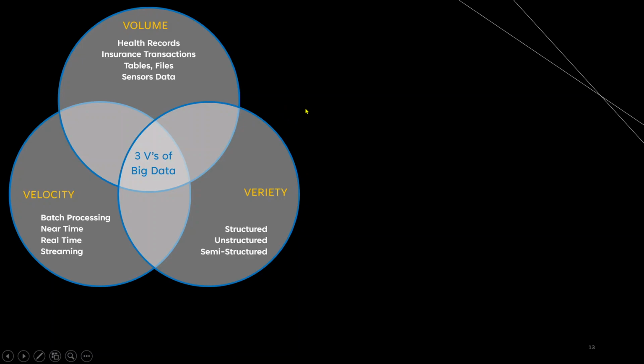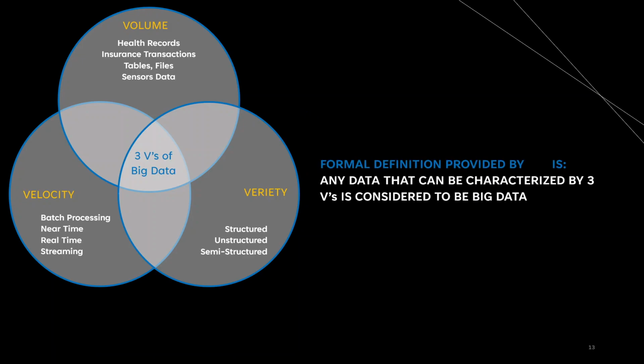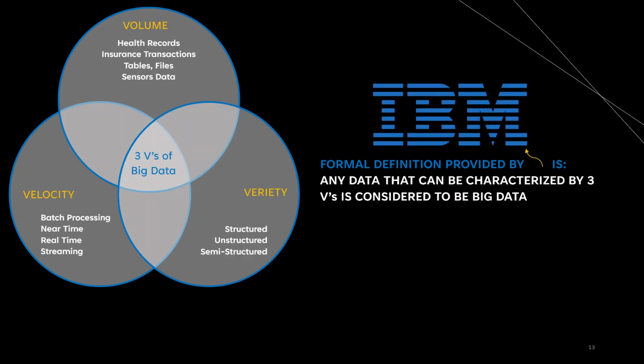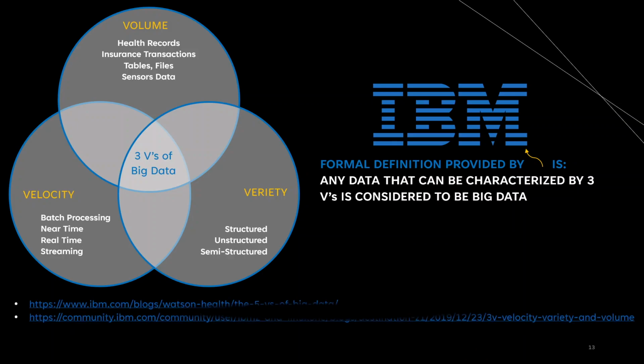These three V's need to be there in order for us to call a particular data big data. The formal definition provided by IBM is that any data that can be characterized by three V's is considered to be big data. But apparently IBM has now updated that. We call it 5 V's, but you can see those details in the link that I have provided in these slides.